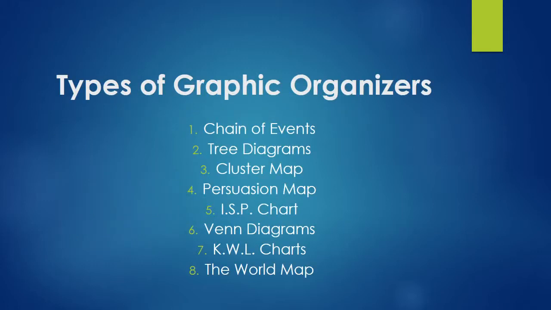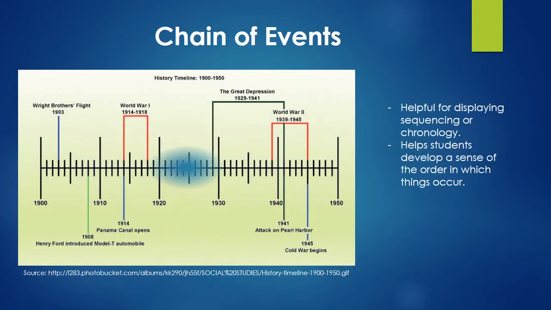While there are a number of types of graphic organizers that could be useful in the social studies classroom to support student learning, in this presentation I will discuss the following and provide examples on how I would use them in the classroom. The first graphic organizer that we will discuss will be the chain of events. The example that I have included for you is a timeline, which is a subtype of chain of events.